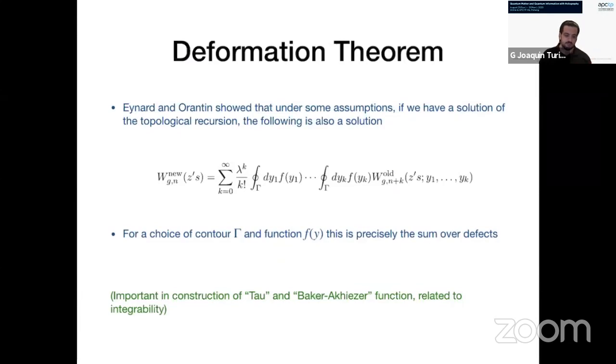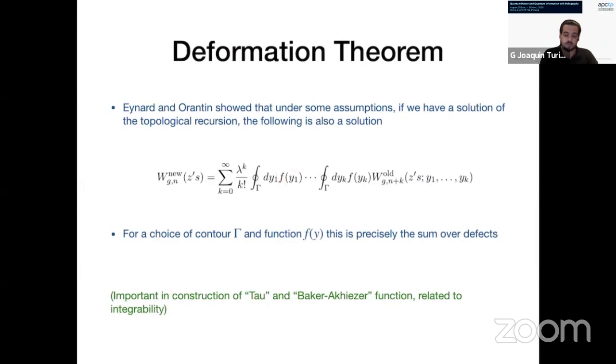So there is a theorem. I'm not going to explain it, but there is a result that tells you that this is true to all genus. The idea is that if you give me something that solves the topological recursion, which is this W old, then you can construct new resolvents that still satisfy the recursion relation, this W new. And you can do it in this way. This is a theorem of Eynard and Orantin.